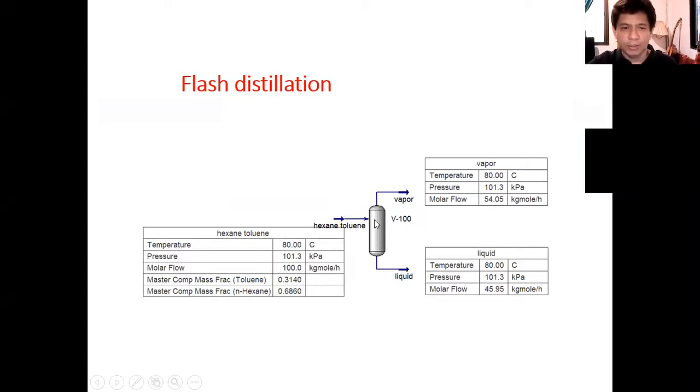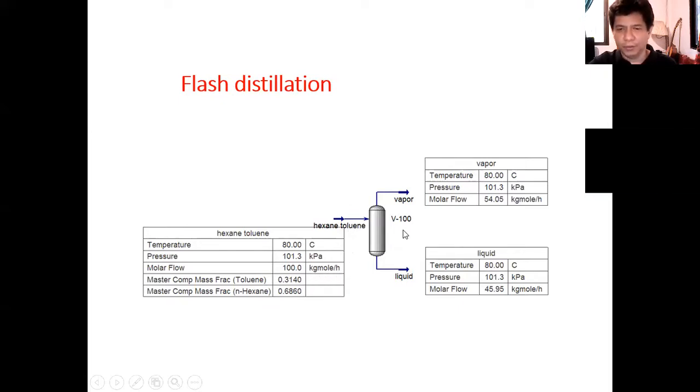So in this particular example, we have around 31% mass fraction of toluene, no? And 68 or 69% of hexane. Then as you can see, our temperature is maintained at 80 degrees Celsius. Of course, you can specify the operating temperature. Then the operating pressure is around 1 atmosphere, 101.3 kPa. Okay? So ganun. It enters at 100 kilomole per hour.